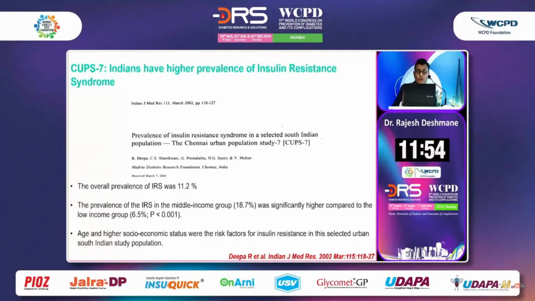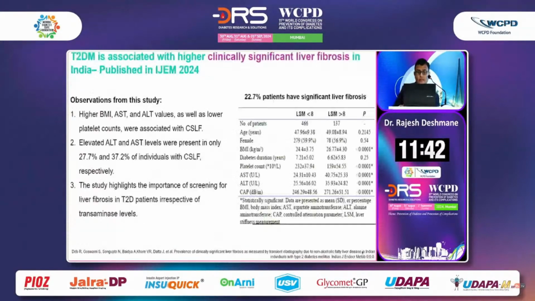If you look at the data from 2002, the Chennai Urban Population Study, the prevalence of insulin resistance was 11%, and there was a significant difference between the middle income group and the lower income group. But right now, the prevalence has increased. If you look at the 2024 data, the problem in India is a basic problem.